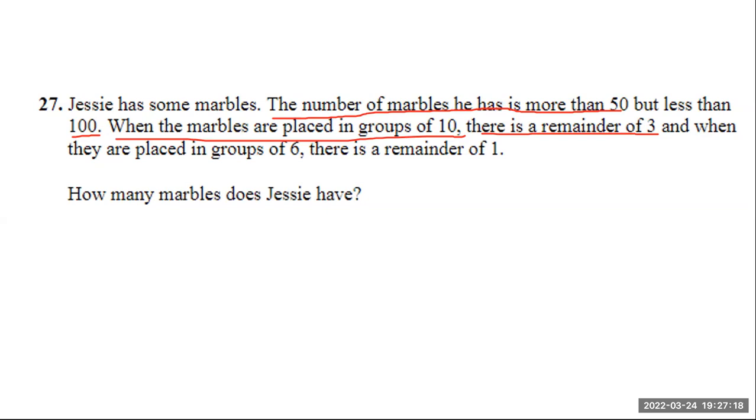So 53. Right. What would be the other one? 56. Think about what you say, remainder of 3. So 53 divided by 10 would give you 5 remainder 3. What would be the next number? If you divide 56 by 10, you would get 5 remainder 6. So what would be the other value? It would be 63, right? So 53 would be the first one. 63 would be the second one. What would be the third one?